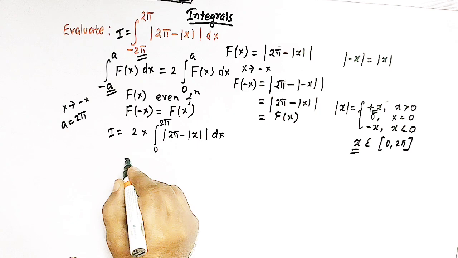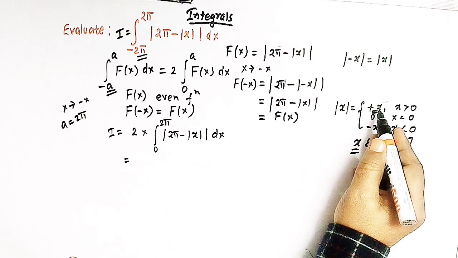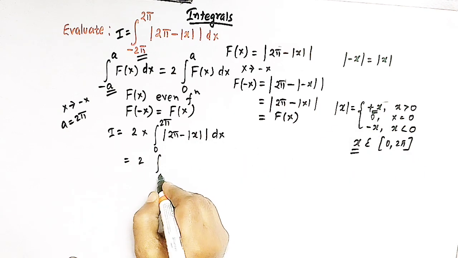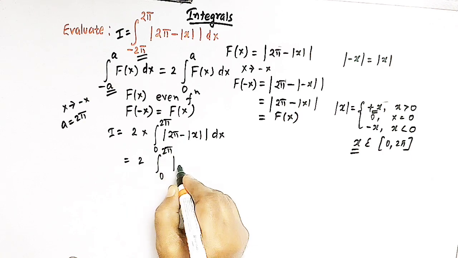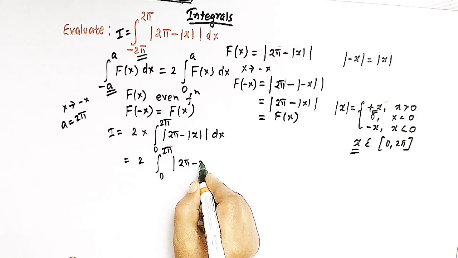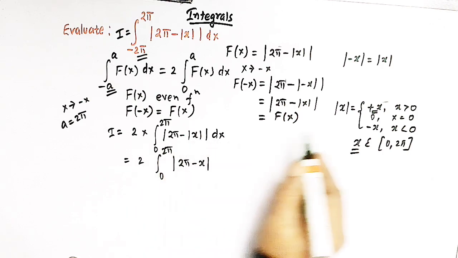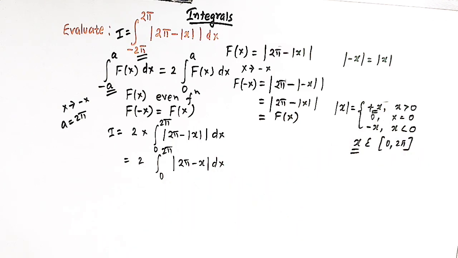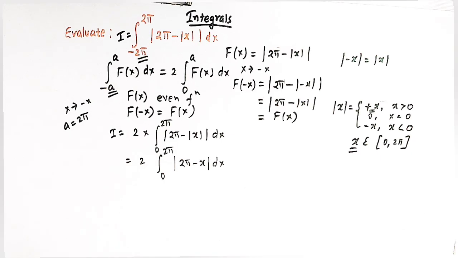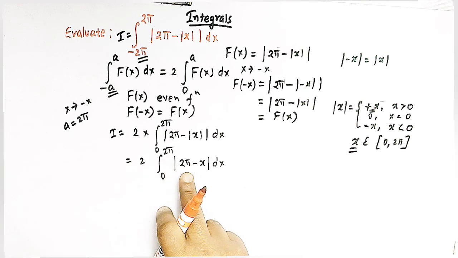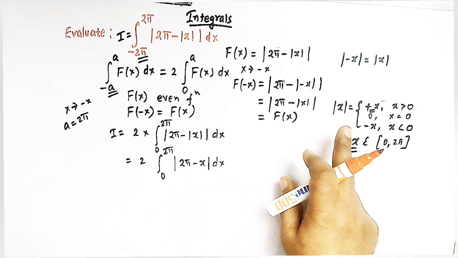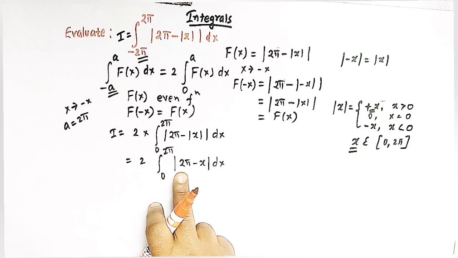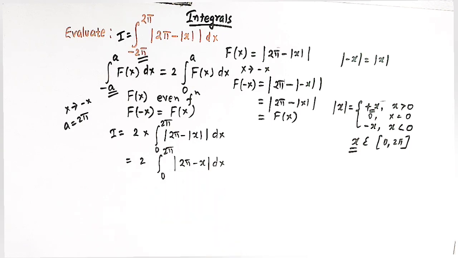So here we can now replace mod of x by positive x. So we have 2 times the integral from 0 to 2 pi of mod of 2 pi minus x, where mod of x is replaced by positive x, dx. So now we have to evaluate this integral 0 to 2 pi mod of 2 pi minus x dx. So let us again apply the definition of mod function to mod of 2 pi minus x.